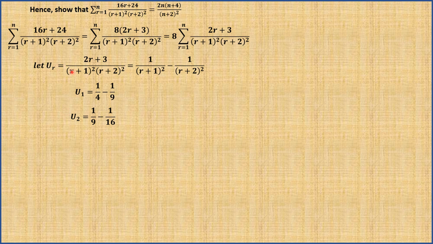u2, you replace r by 2. You'll have 2 plus 1, that's 3 squared, 9. Minus, when we put 2 here, we have 2 plus 2, that's 4. 4 squared gives us 16.